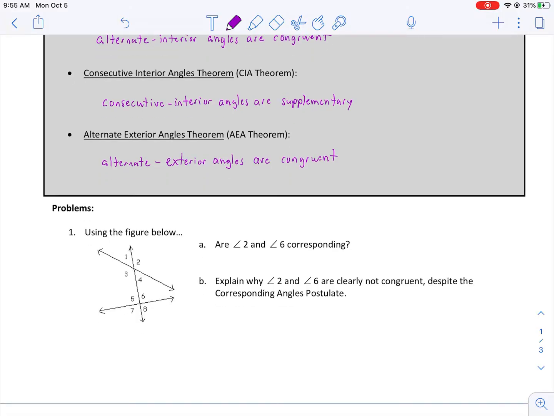Okay, so let's look at the figure here. And it says, are angles 2 and 6 corresponding angles? So remember, corresponding angles are on the same side of the transversal, kind of like in the same location. So yes, they are corresponding.